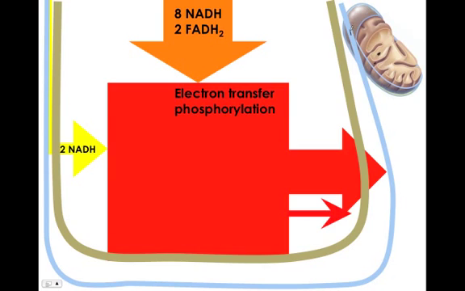We have our blue membrane here, which is our outer membrane, and our brownish membrane here, which is our inner membrane. Now, in electron transfer phosphorylation, what we're going to do is bring in the electron transport molecules that we created in the Krebs cycle, our 8 NADH and 2 FADH2 molecules, and we are going to reduce those to becoming NAD plus and FAD.